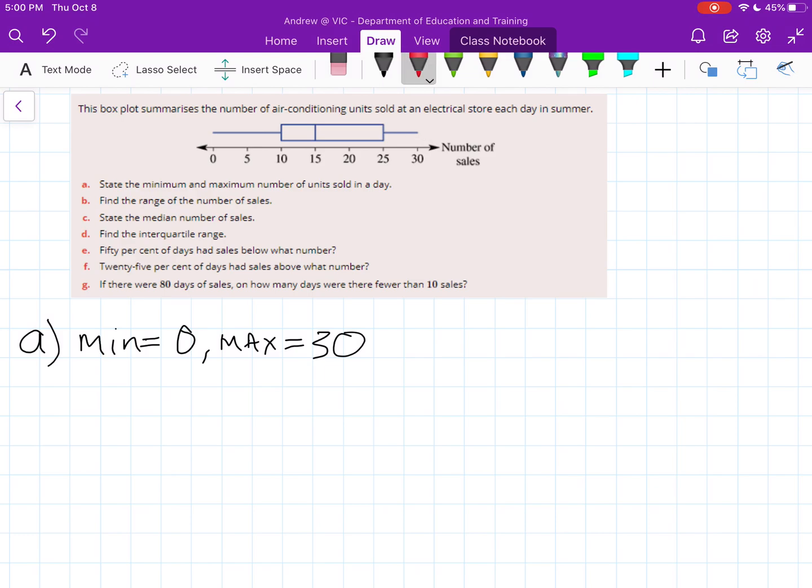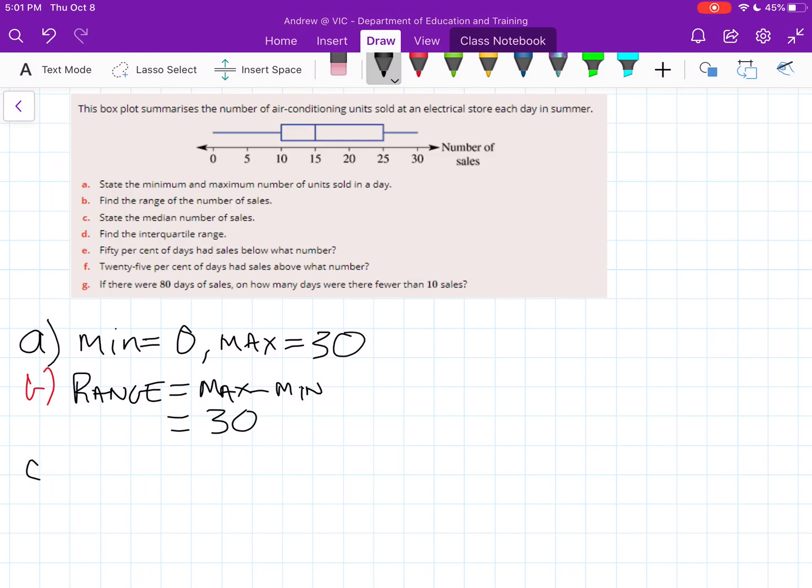So B, find the range of the number of sales. Just remember your range is equal to your max minus your min. So using the values from our last question, hopefully you'll realize that this is 30 minus 0, which is 30.